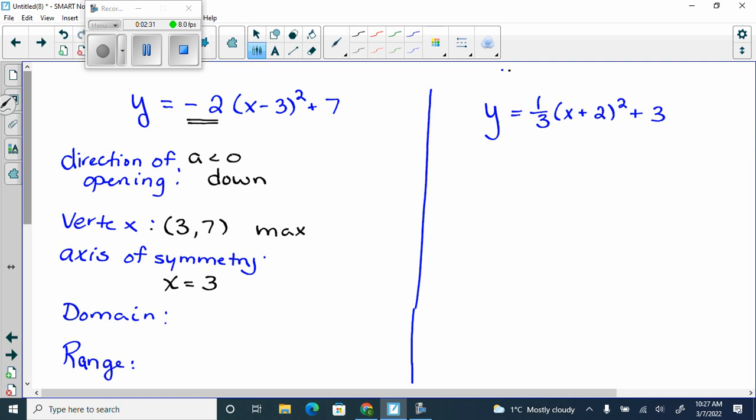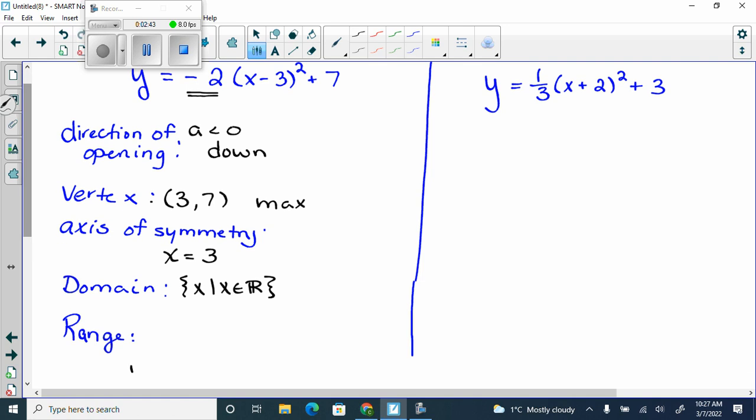What's my domain unless it's a word problem? X is an element of the reals, because either way, up or down, it makes all reals. Now the range, the easiest way is to do a little sketch. I know it's concave down, and the highest value it goes to is 7. It's always the y of my vertex. So my range is y such that y is less than or equal to 7, y an element of the reals.